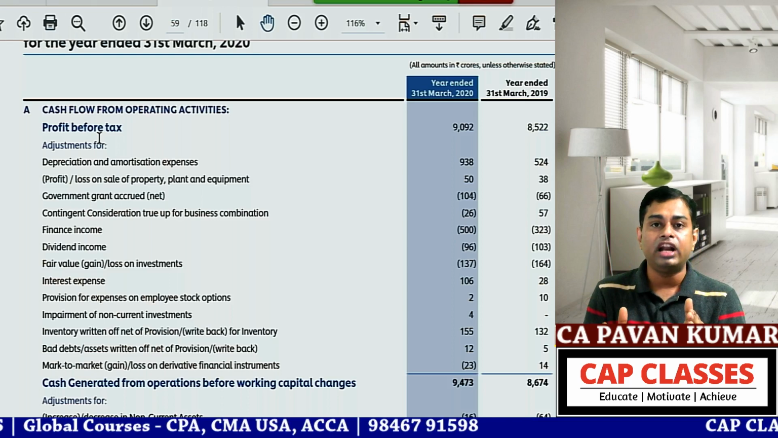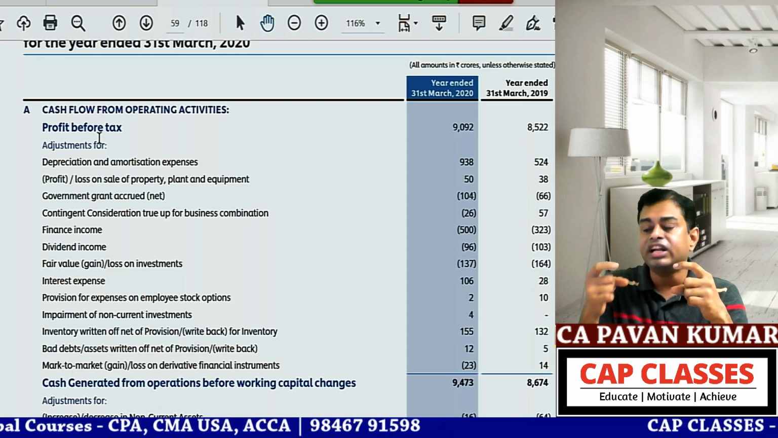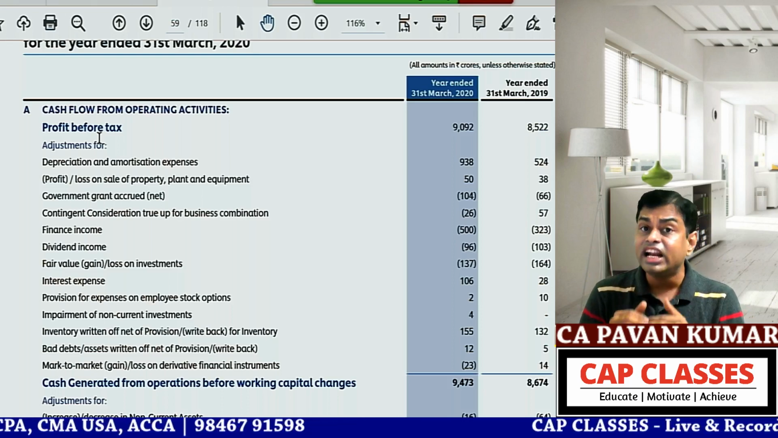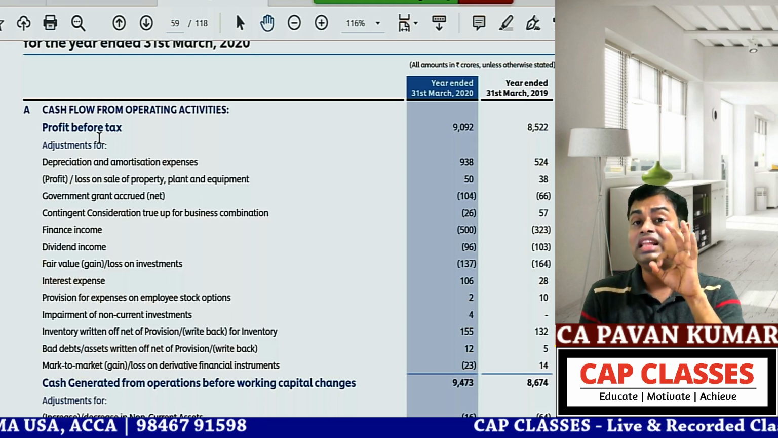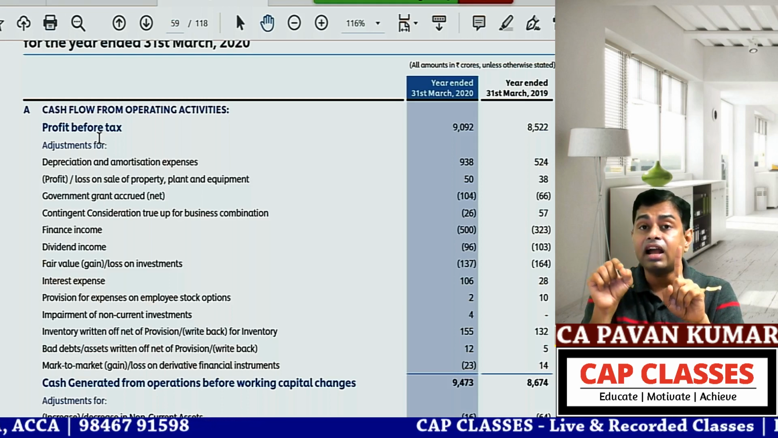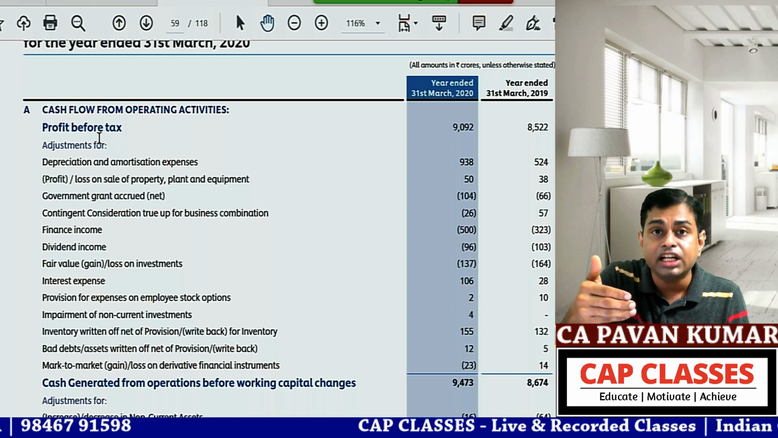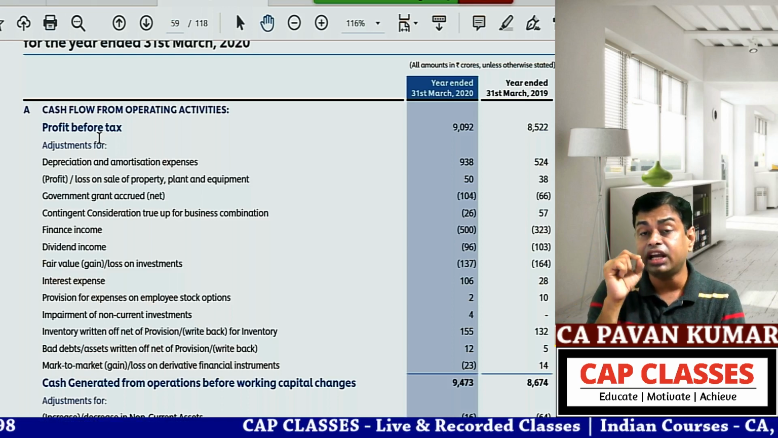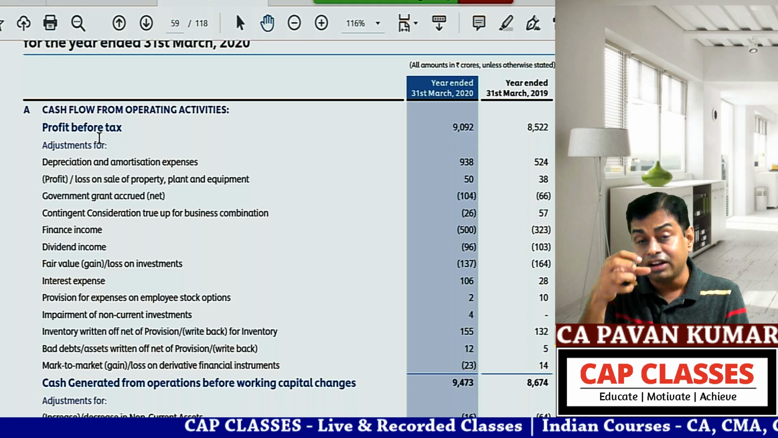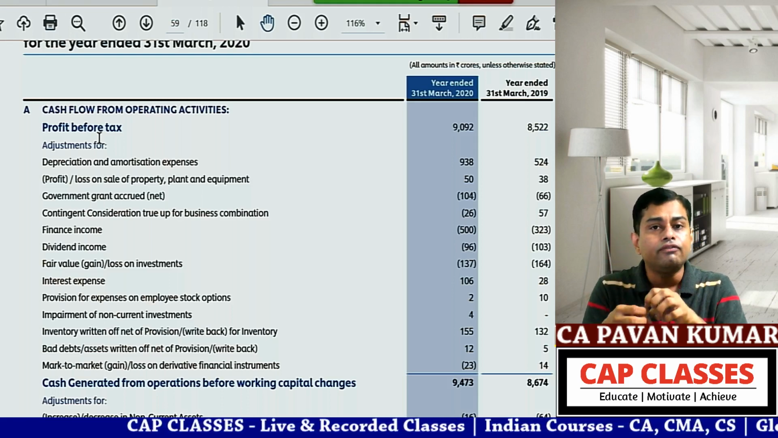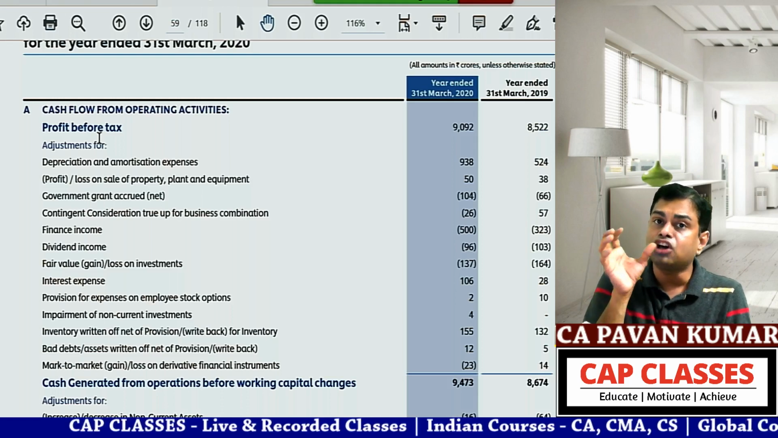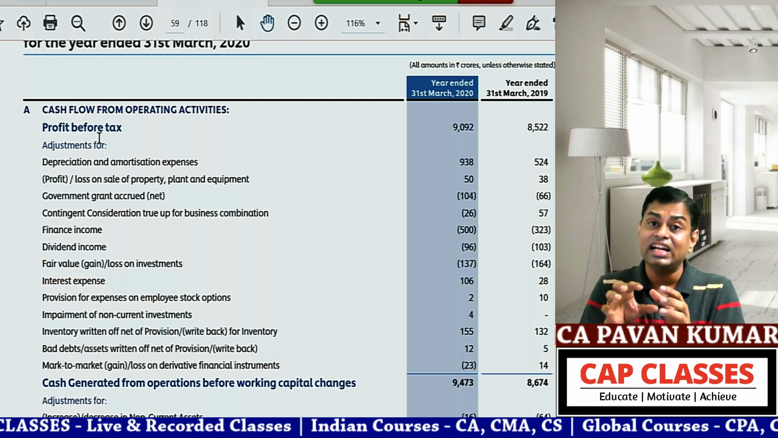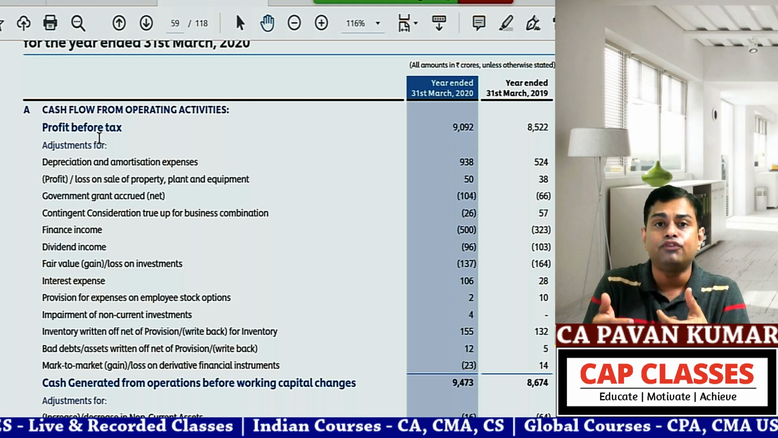So in the indirect method, what will I do? Take profit after tax, add back tax, it will become profit before tax. From that, make adjustments. How many adjustments have I told you? So far, I told you 3 adjustments. 1, add back non-cash expenses like depreciation and provisions. 2, any cash inflow or outflow from investment activity, or any cash outflow or inflow from financing activity, if it is already considered in P&L, remove it from P&L and put it in the relevant bucket. This is adjustment for investing and financing cash flows recorded in P&L.